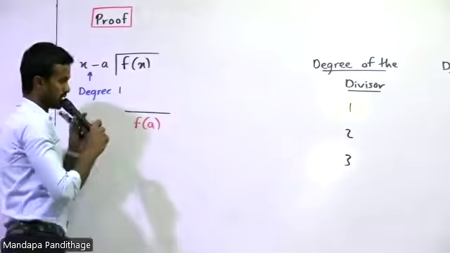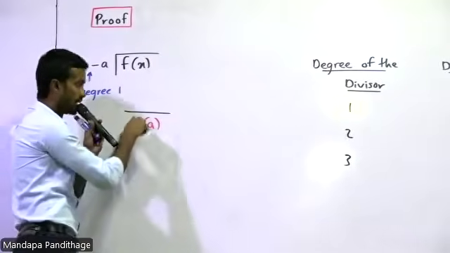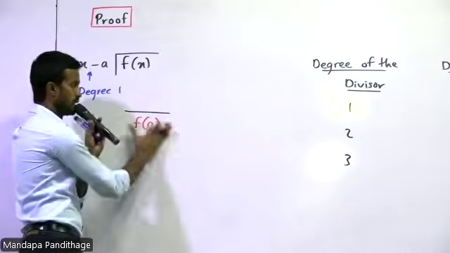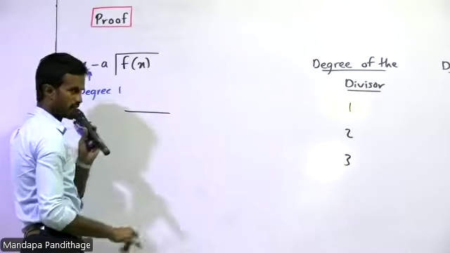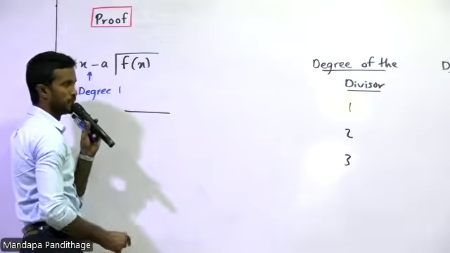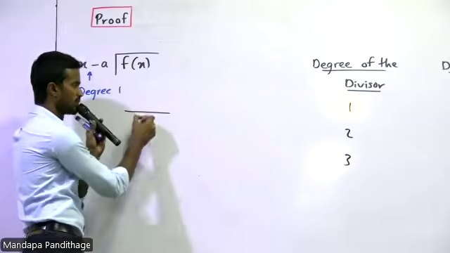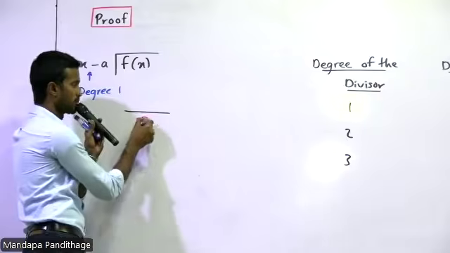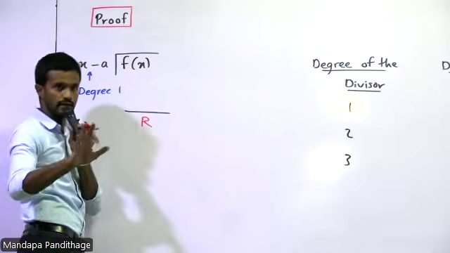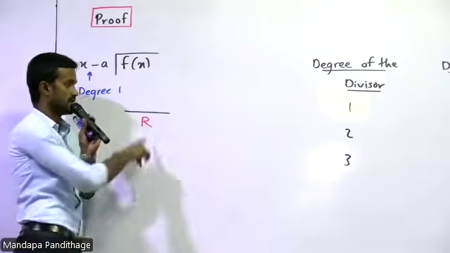So I'm putting the remainder here. That is what I'm supposed to show. I can use any constant, a, k, anything. But since it's the remainder, I'm just putting r. But that doesn't mean it must be r. You can put a, k, anything, any constant, because the degree here is 1.